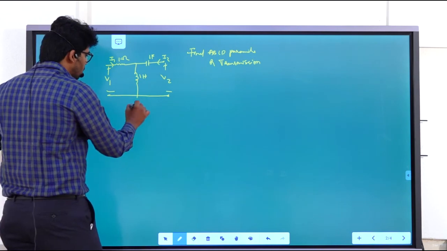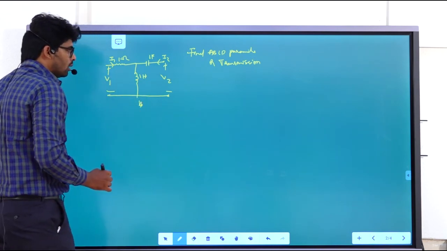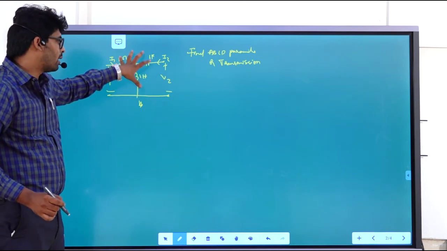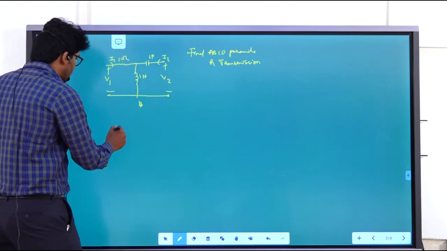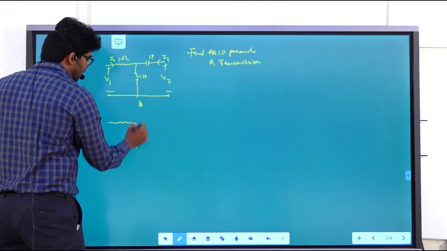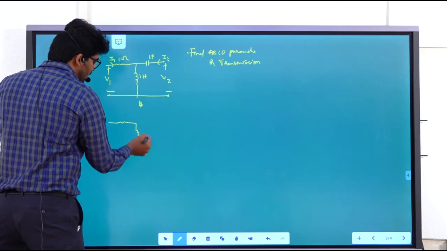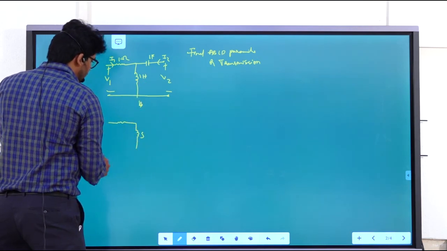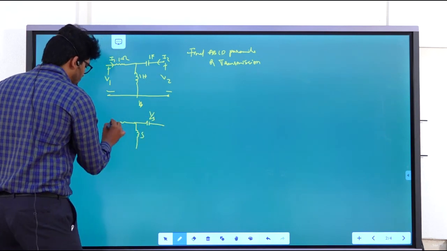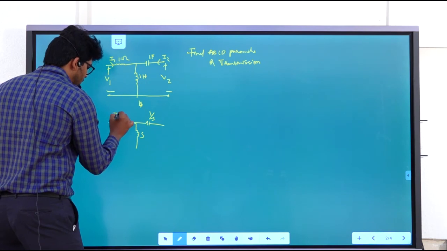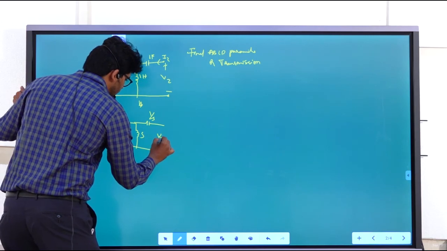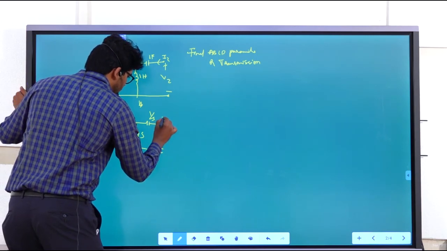So I'll convert this to S domain. This is the time domain. We have to convert into the S domain. So the equivalent of this 1 Henry in S domain is S, and this capacitor will be represented as 1 by S. Okay, this is let us say I1 of S, and V1, and this is V2, and current I2 is entering.